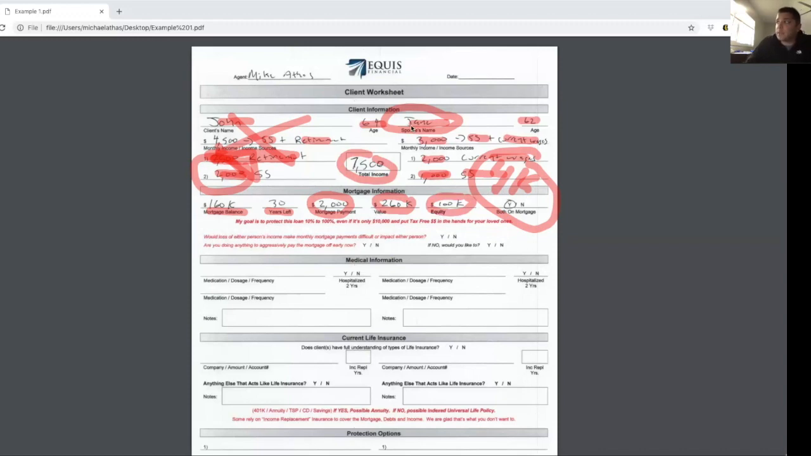What this looks like is, if John dies, Jane's income is at $4,000 a month. What situation does that leave her in? The mortgage is $2,000, so that takes out half of her $4,000 a month income. That one half is already taken out. That leaves her with $2K, or $500 a week, for income.